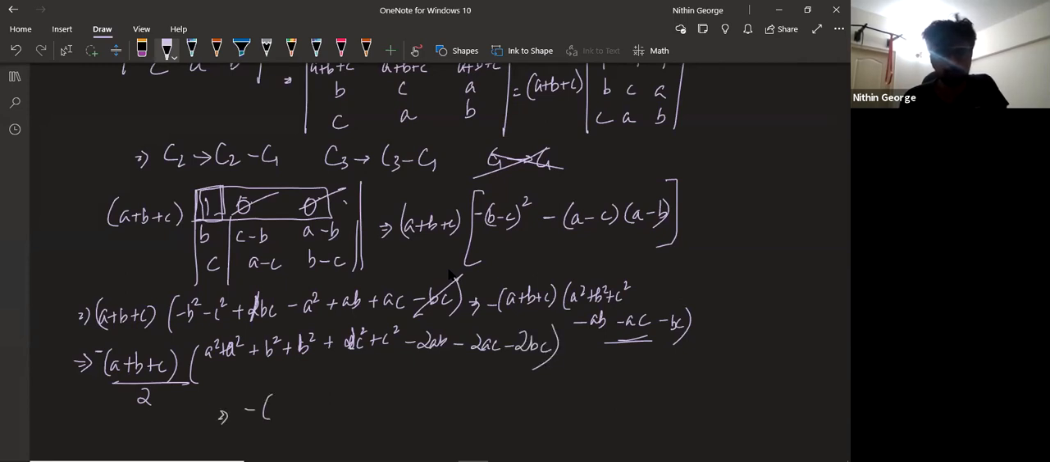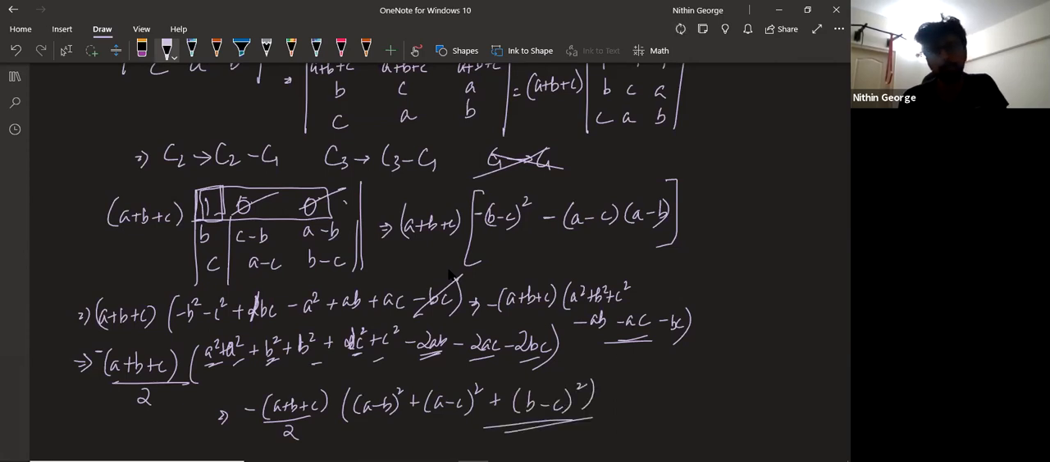This can further be written as minus a plus b plus c by 2 into a square plus b square minus 2ab is a minus b the whole square. A square plus c square minus 2ac is a minus c the whole square, plus b square plus c square minus 2bc is b minus c whole square. This is what you get as your final answer.